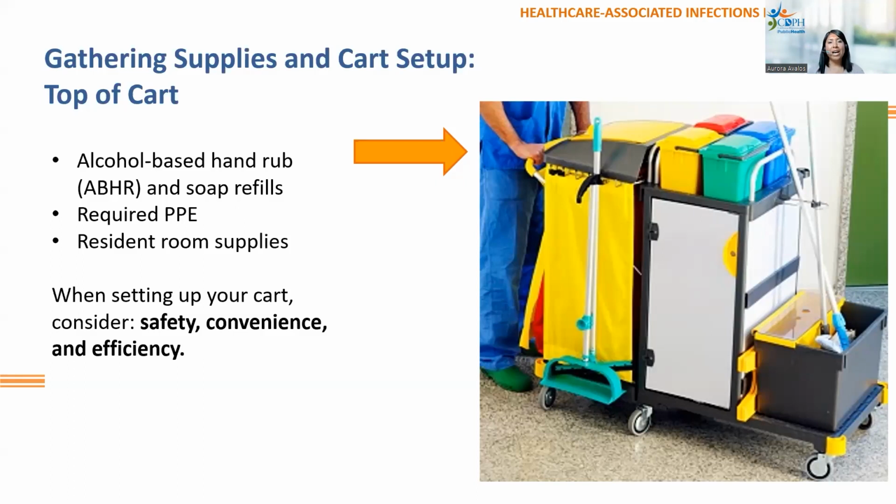When you're setting up your cart, again, think about safety, convenience, and efficiency. Having your alcohol-based hand rub accessible at the top of your cart will make it easy for you to perform hand hygiene at all of the appropriate moments, like between glove changes. And again, your cart should never store any personal items like water bottles or food, and avoid eating or snacking during cleaning for your own safety.